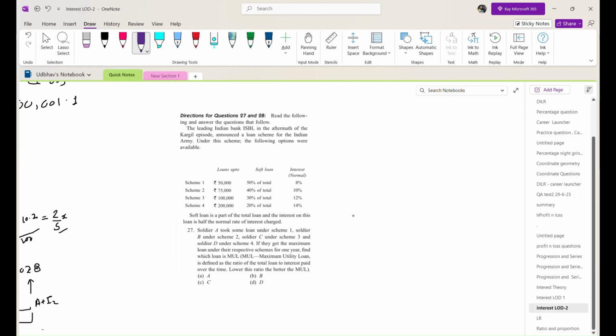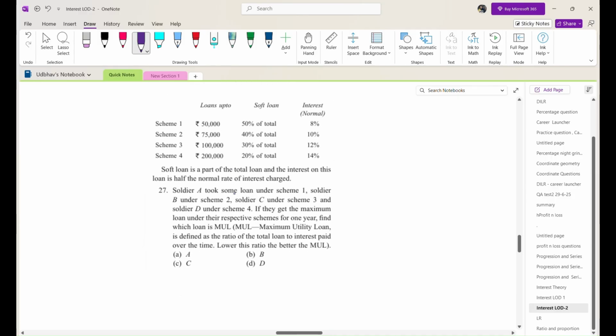What is a soft loan? Soft loan is a part of the total loan, and the interest on this loan is half of the normal rate. So soft loan is like whatever amount we are taking. Let's say we are using scheme 1, so we can take a loan of up to 50,000. Let's say we are taking a loan of 10,000 rupees. So on 10,000 we will have to pay an interest of 8%. But as there is a scheme of soft loan, so we have taken an amount of 10,000. So what is the 50% of that? 5,000. So on 5,000, half of the interest will be there. On 5,000, 4% interest will be there, and on the amount which is left, the normal 8% loan will be there. So this is the meaning of soft loan.